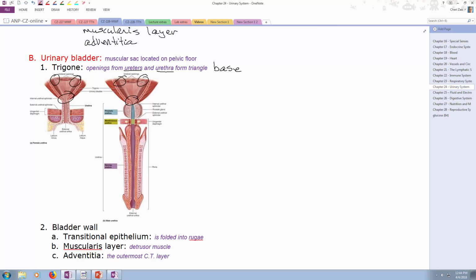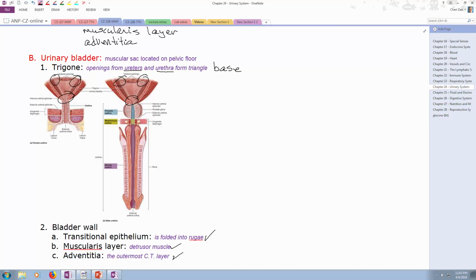The bladder wall indeed is transitional epithelium folded into rugae. We have a muscularis layer, and the bladder muscle has a special name. It's called the detrusor muscle. So whenever you hear the word detrusor, automatically think bladder. That's the smooth muscle of the bladder. And then, of course, we have adventitia, because the bladder is also retroperitoneal, the outermost layer of that.